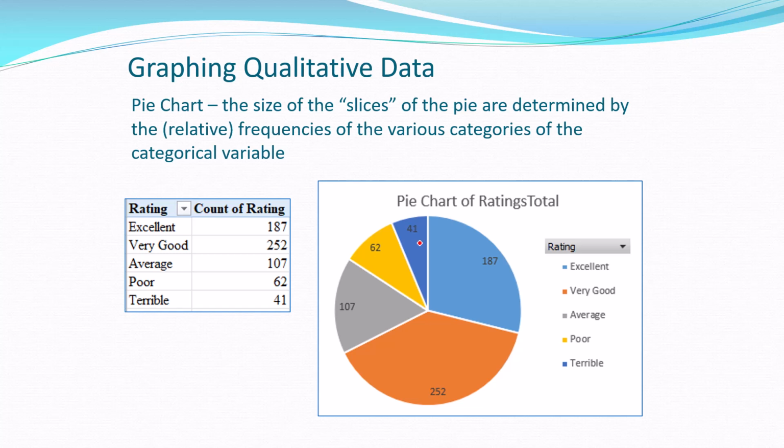And you can see, again, the biggest piece of the pie are the very goods. The smallest piece of the pie are the terribles. So you can make some general statements about these ratings based on these two types of graphs. Those are the two graphs I want you to be familiar with when working with categorical or qualitative data: bar graphs and pie charts.